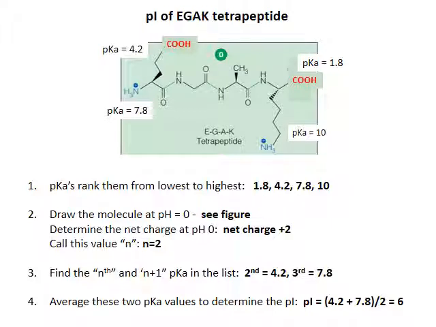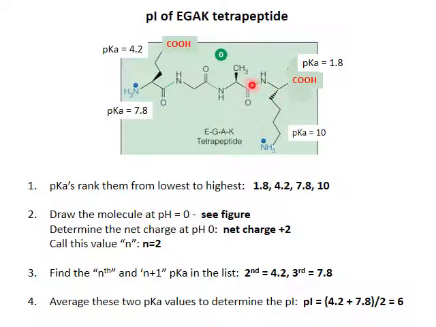All right, so let's apply this approach to the EGAK tetrapeptide in our previous example. So here's the picture of the peptide in the zwitterionic form. Let's follow the steps of the systematic way to determine the PI from the pKa values. So we'll rank them from lowest to highest. The lowest one is 1.8, then 4.2, 7.8, and 10. So those are 4 pKa values, low to high.